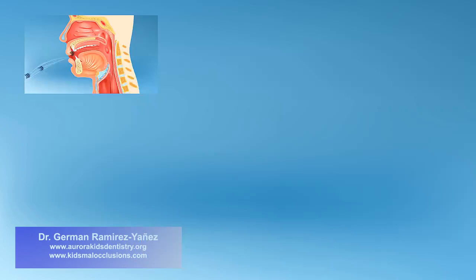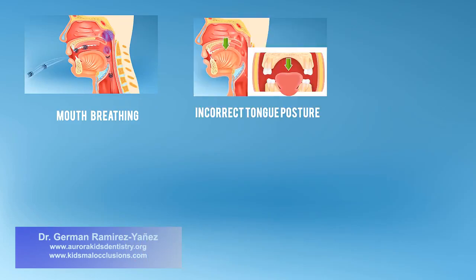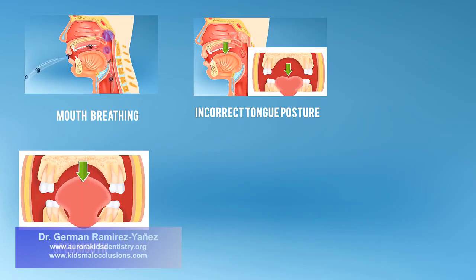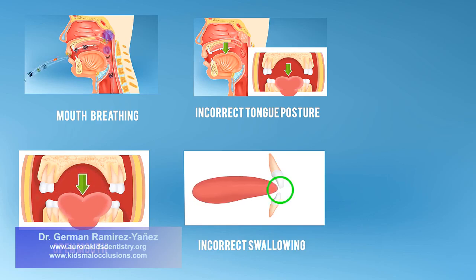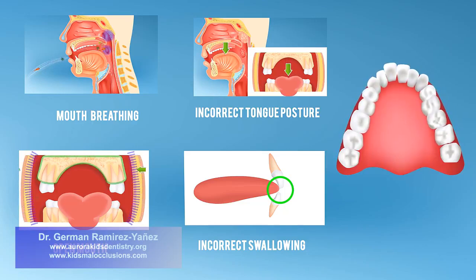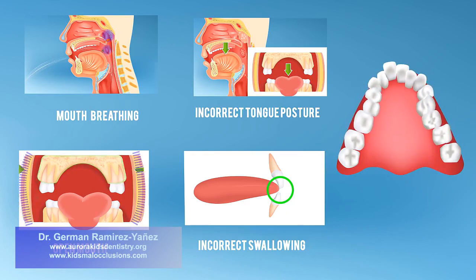mouth. All those dysfunctions, mouth breathing, incorrect tongue posture, open mouth, and incorrect swallowing, are going to continue affecting the growth and development of your upper and lower jaws. And as a consequence, there is less room for your teeth and they become crooked.